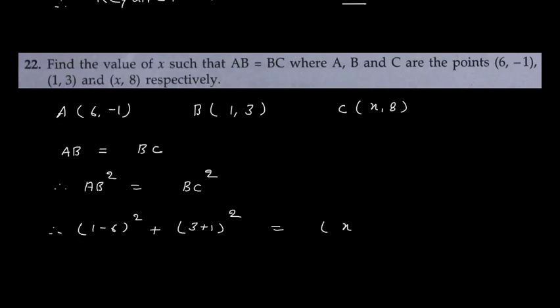Now it is given that AB is equal to BC. So therefore we can say that AB square is equal to BC square. So now AB square is what? It is (1 minus 6) the whole square plus (3 plus 1) the whole square, is equal to BC square. So BC square is what? (x minus 1) the whole square plus (8 minus 3) the whole square.